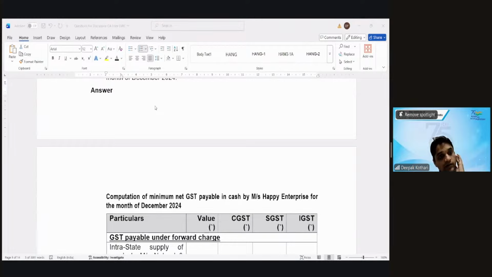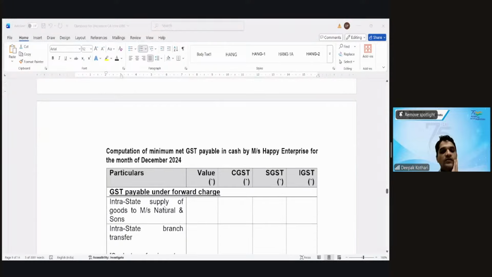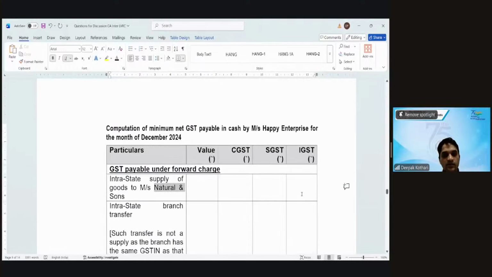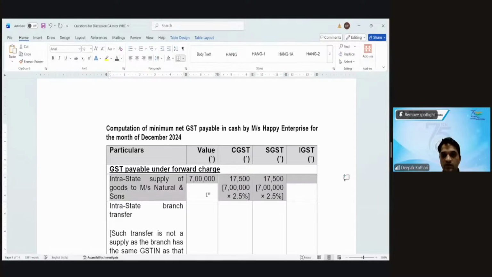Nagaraj is saying second is not taxable, third is also not taxable, fourth is taxable. Okay, let's go one by one. GST payable under forward charge. We have GST payable under forward charge and reverse charge here, so we have to give separate bifurcation. Intrastate supply of goods to Messrs. Reliable and Sons: taxable, no doubt on this. 7 lakhs at 2.5%, 2.5% each. Generally we take 9%, but here for goods they have said it is 2.5%. Be careful.